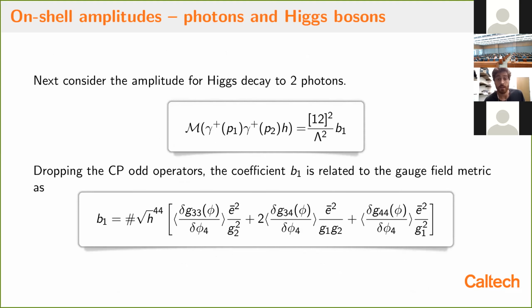Another example is the Higgs to two-photon coupling, relevant for phenomenology, of course. So from the on-shell amplitude approach, it is just given by the spinor product times coefficient B1. But this B1 can now be related to the gauge field space metric in this way. And the three various terms simply come from this rotation to the mass basis we talked about before, as do the e-bar couplings that show up.